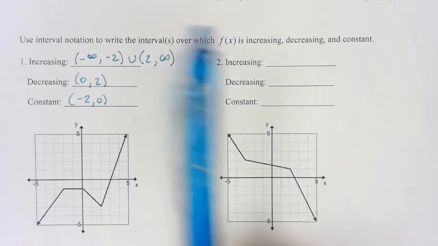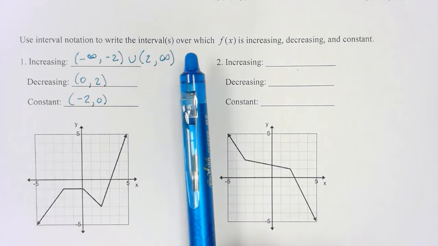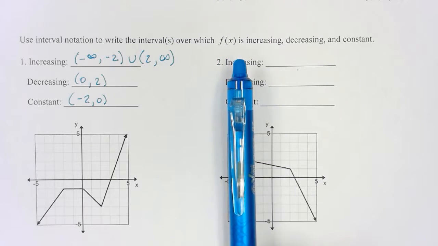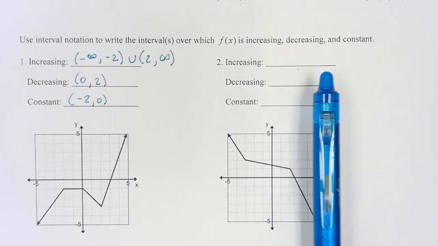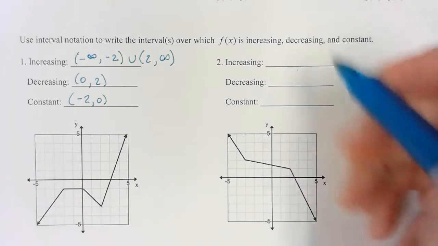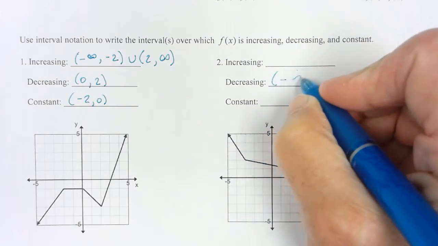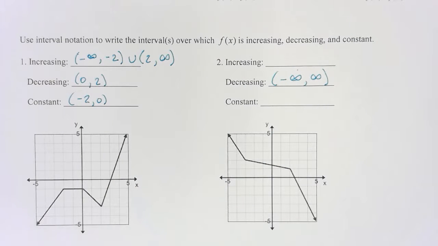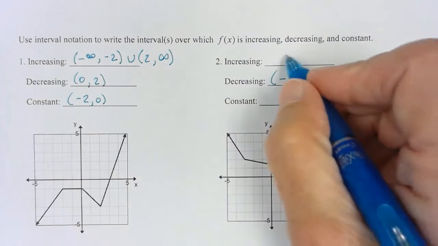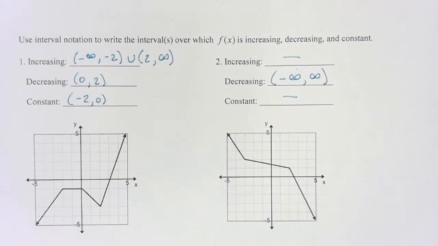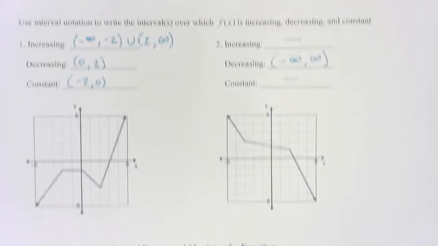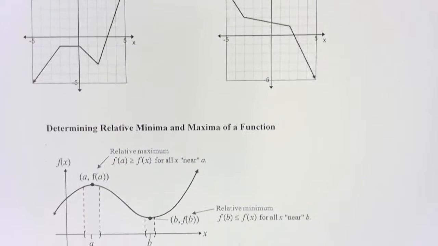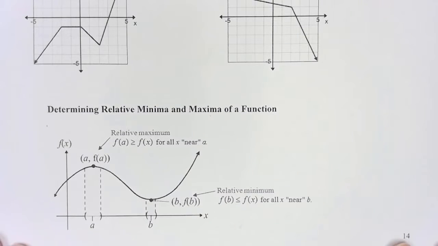My next one, as I scan from left to right, my curve is decreasing, decreasing, decreasing. So it's decreasing on the whole domain. Since it's not increasing or constant, I don't have to write anything down about that. So I'm just going to mark them out. Maybe go not applicable.